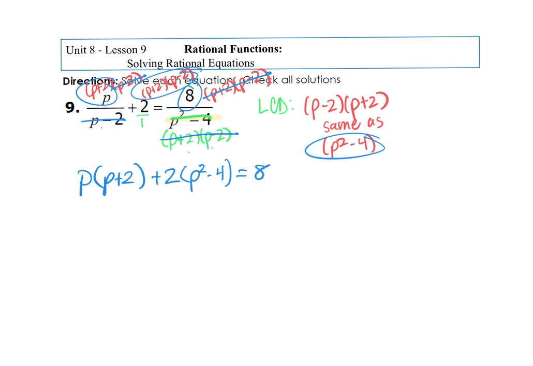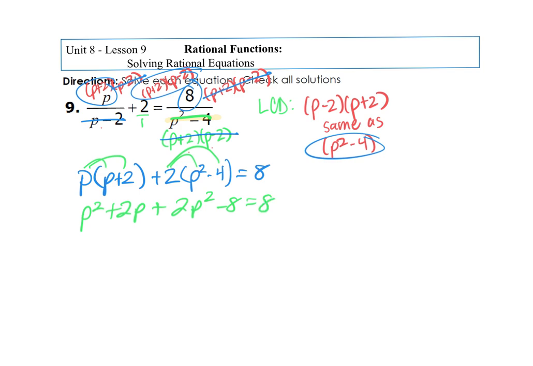Okay, we got rid of all of our denominators. Our next step is to finish solving this equation. So we need to get rid of our parentheses. We'll distribute. P times p is p squared. P times 2 is 2p. Plus 2 times p squared is 2p squared. 2 times -4 is -8, and it equals 8.